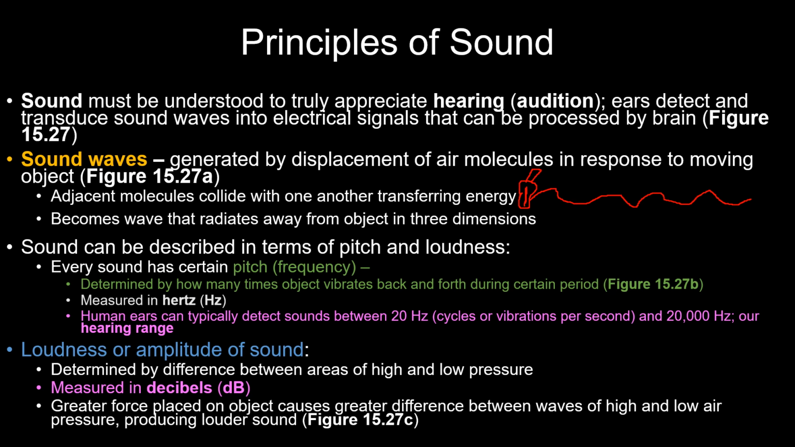Every sound has a certain pitch. You can hear the rumble of thunder as a low-pitched sound, and then you have the high-pitched sound of a baby crying. Pitch, or frequency, is determined by how many times an object vibrates back and forth during a certain period. This is also measured in hertz, and this is the number of cycles or vibrations in 1 second.